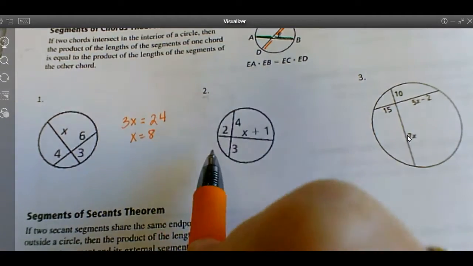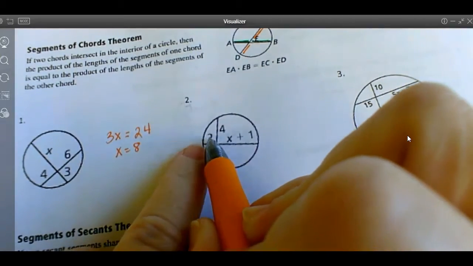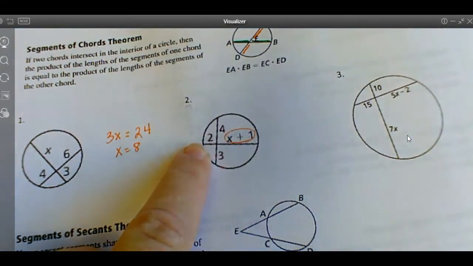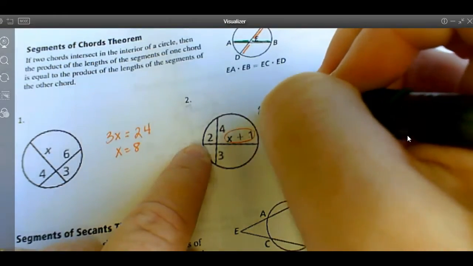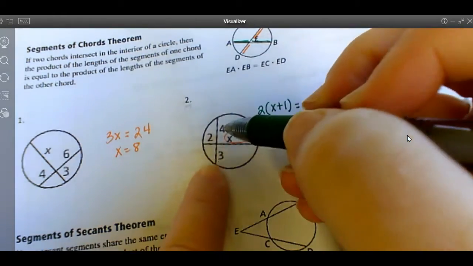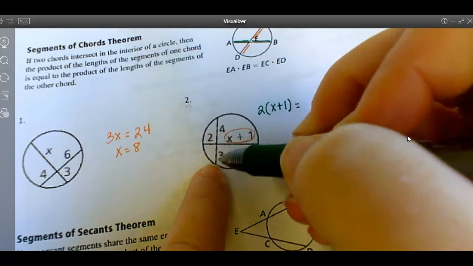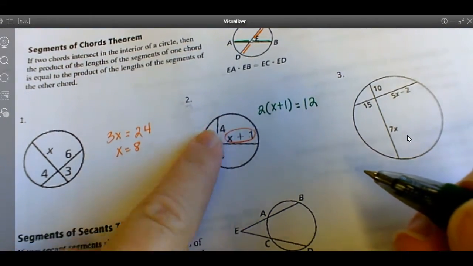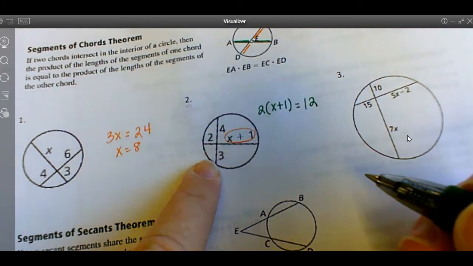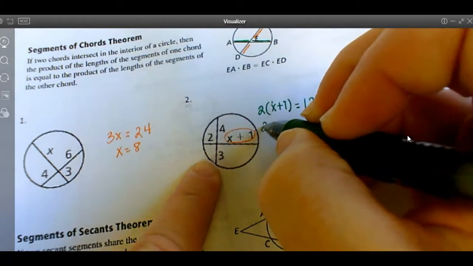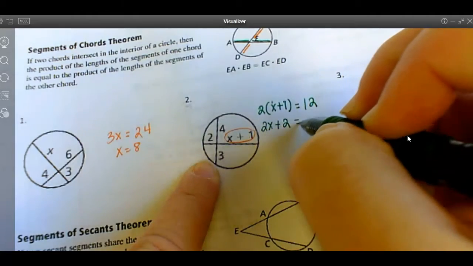Okay? So if I'm going to do this one, I'm going to do 2 times x plus 1. Be really careful when you do that. Make sure that you multiply the 2 times both parts. And then you do these two parts together. So 2 times that part, and then 3 times 4. Okay? When you multiply that, you do have to do the distributive property. So 2x plus 2 equals 12.